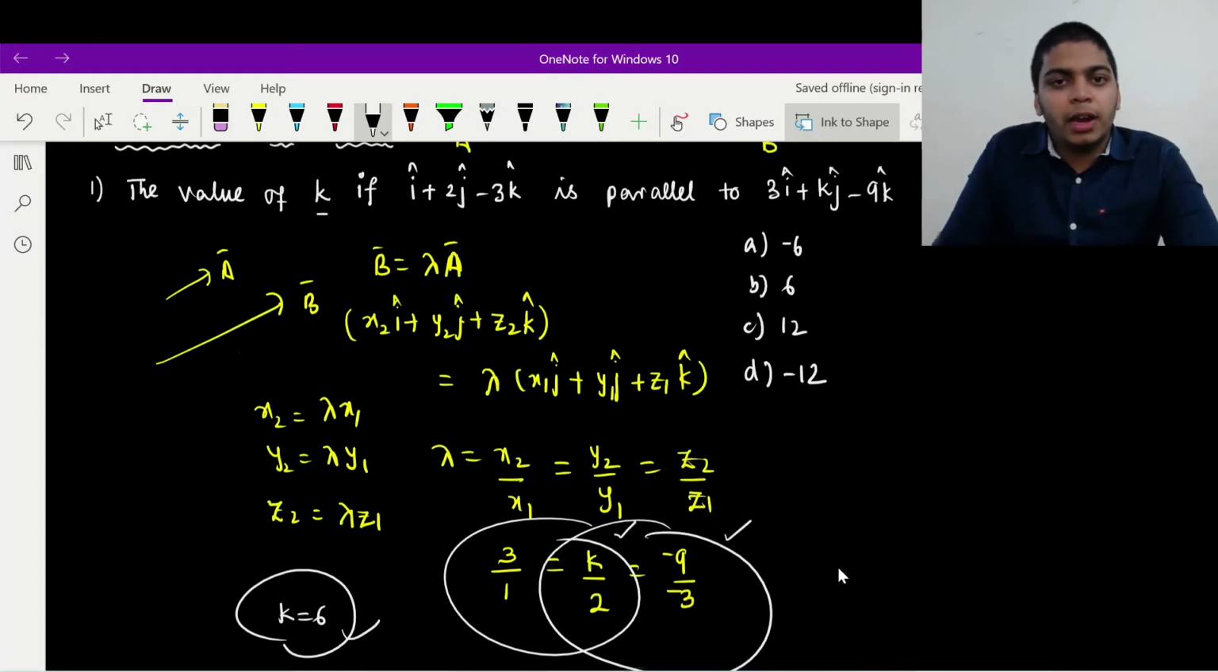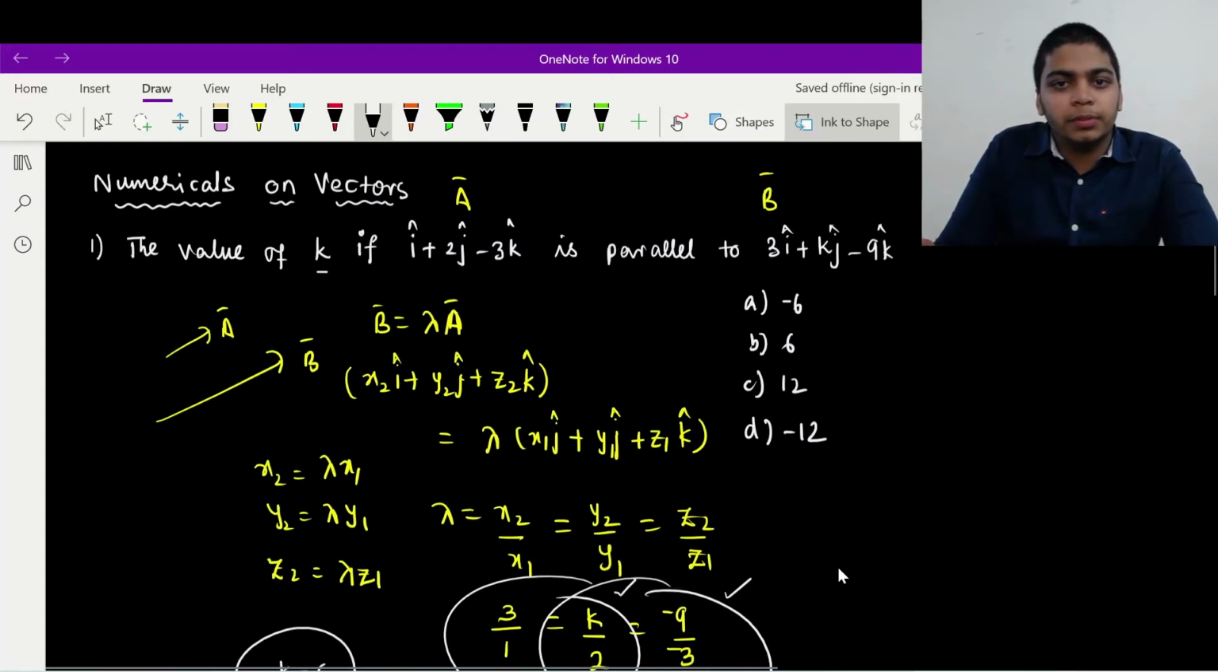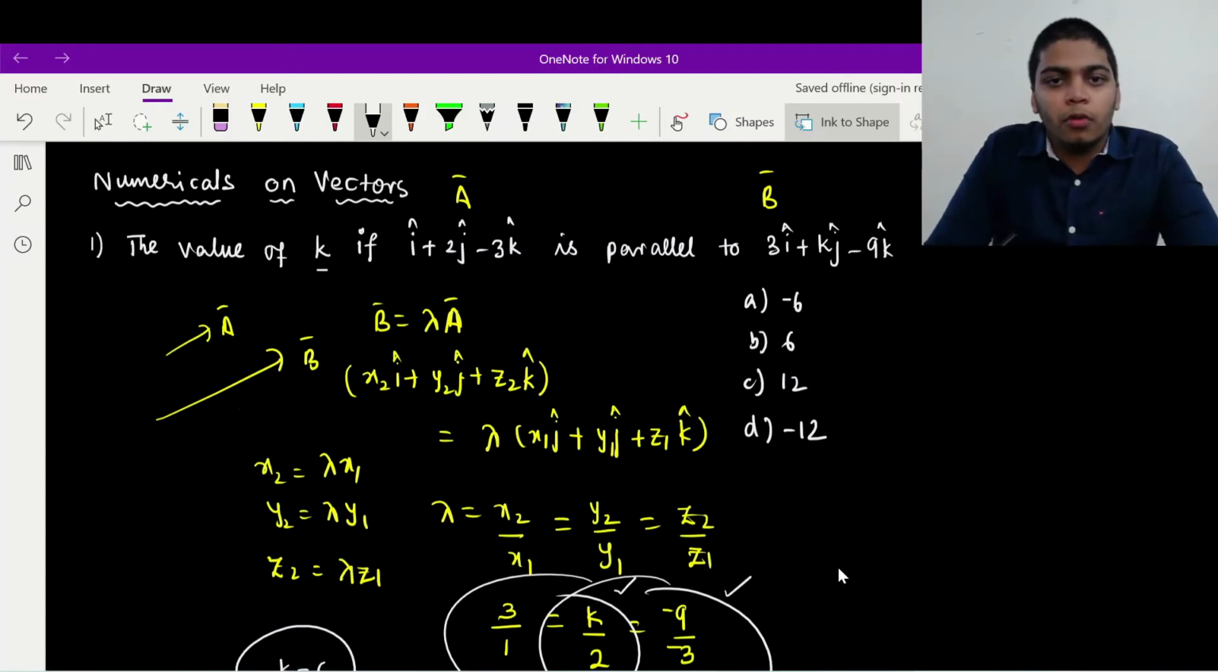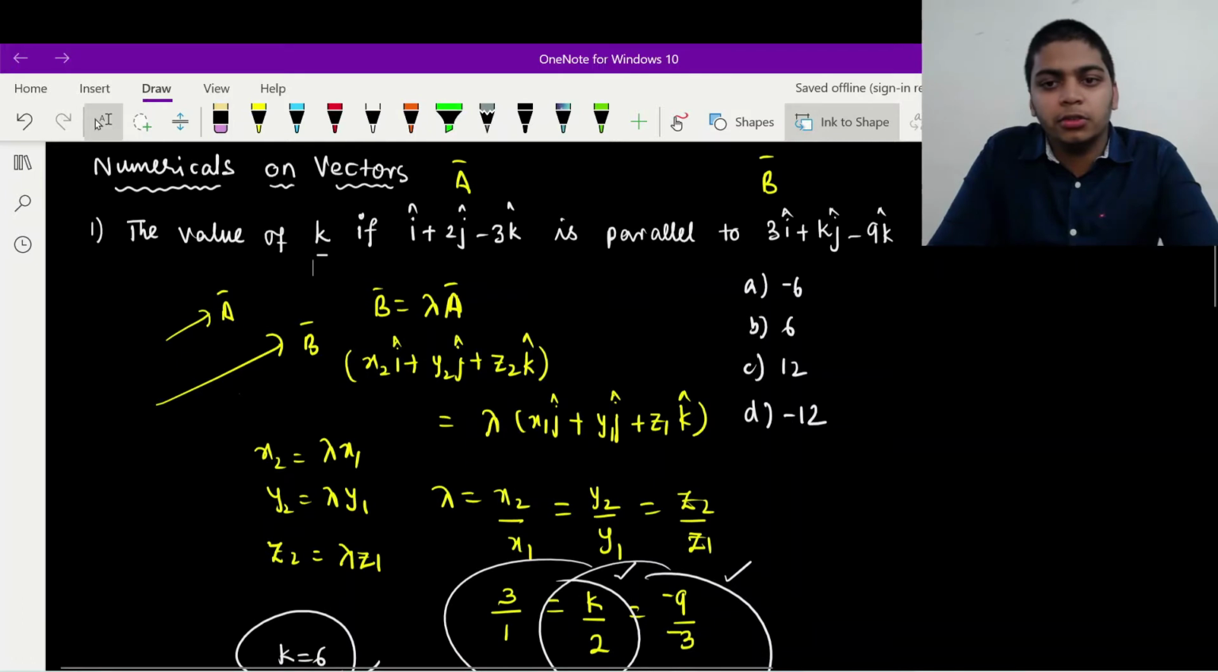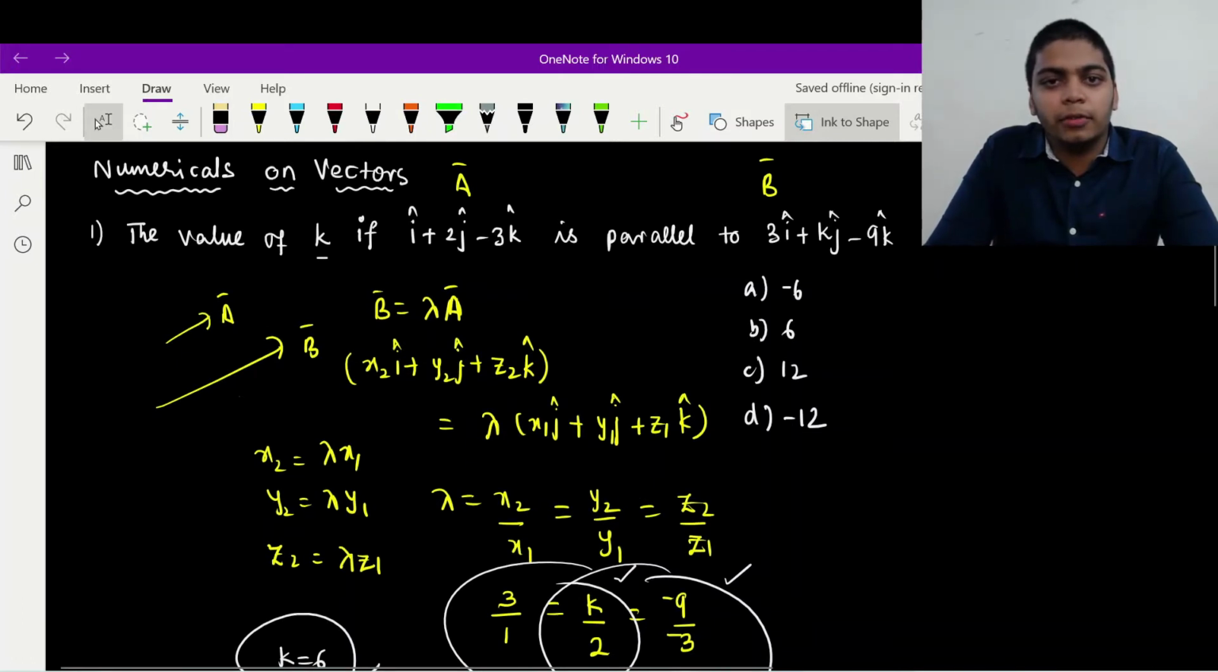When you are done with your question, don't just stick to what we have concluded in our solution. Check what exactly is being asked: the value of k, or k by 2, or sometimes some different value from the concluded answer of your solution. Just look at that once, and then attempt the options like in your competitive exams. So we were asked the value of k, and the value of k that we concluded from our solution is 6.